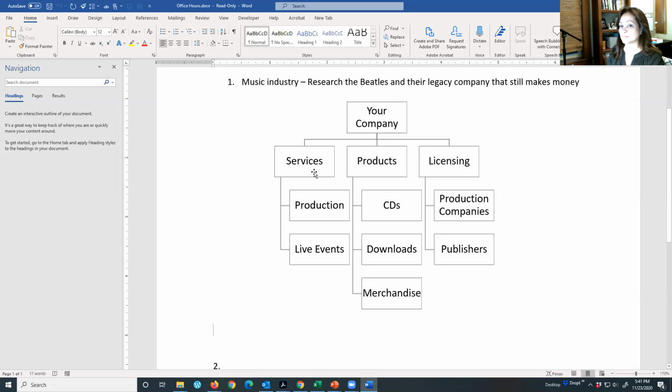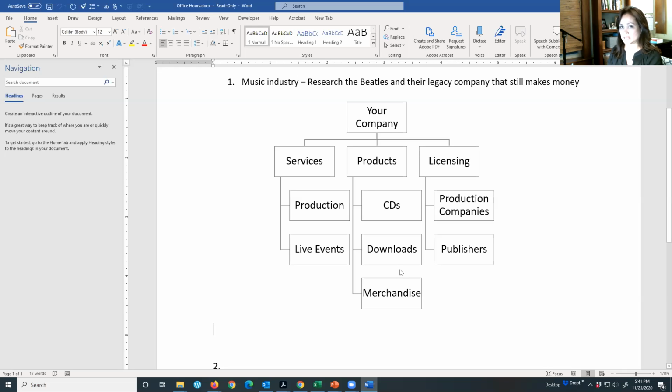So think about all the different services you offer, as well as your different products. Everything has changed, right? With streaming, people are still buying CDs, but now all of that money is going into downloads, which are actually really cheap. So your margins are so much lower. But then you can also make that up with merchandise. Okay.